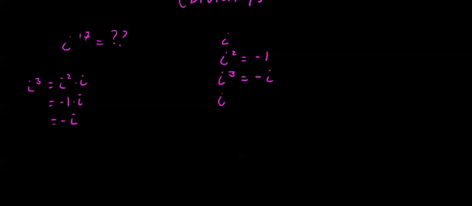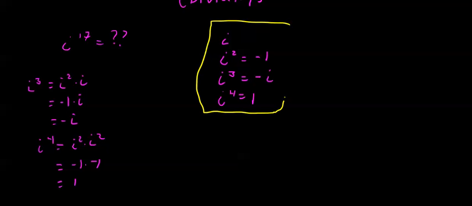i to the 4th, what is i to the 4th? Any guesses? i squared times i squared. i squared times i squared is i to the 4th. i squared, we know, is -1. -1 times -1 is +1. This you need to be able to memorize or repeat. You need to be able to figure it out, whether you do it like this or you just have it memorized. This is important.